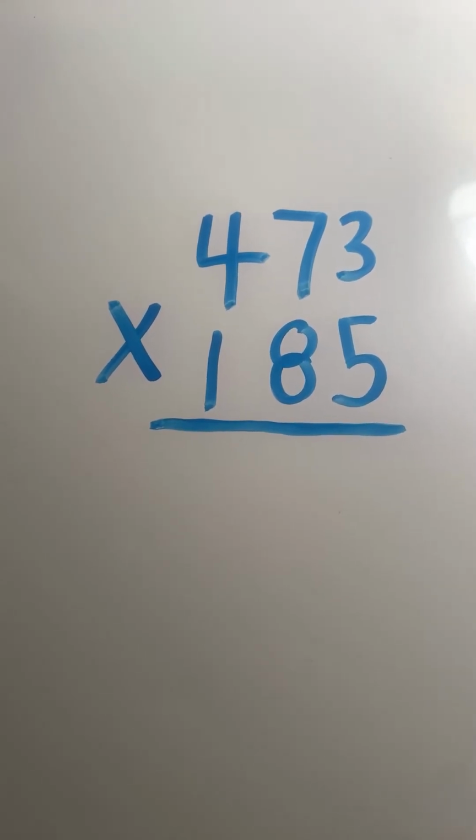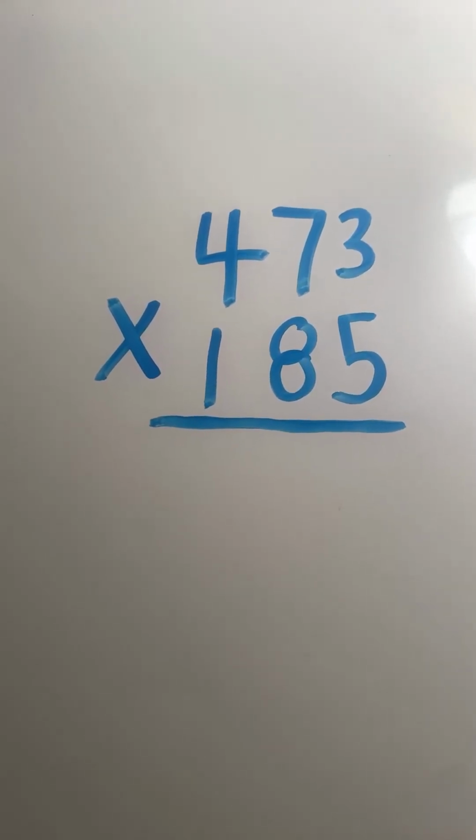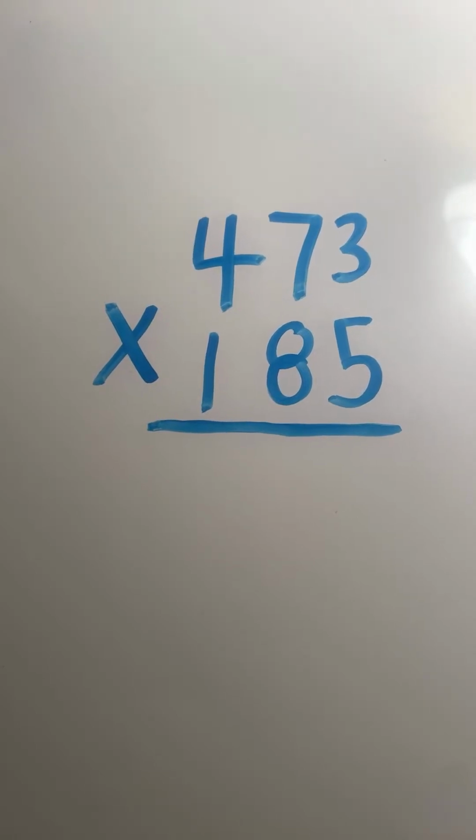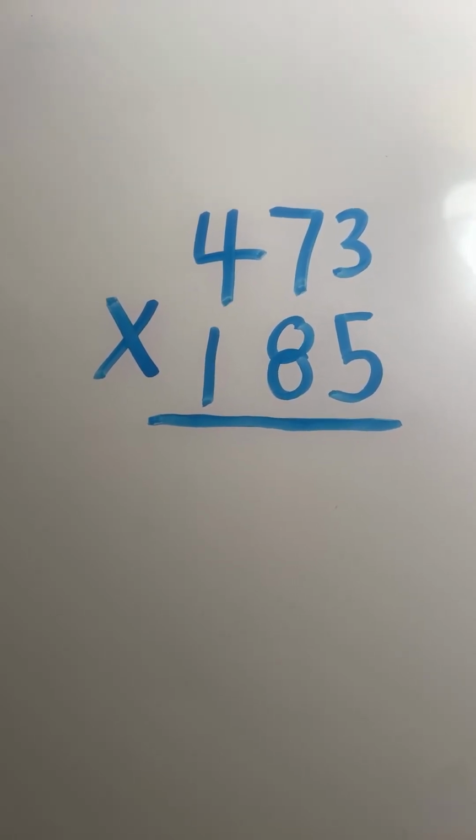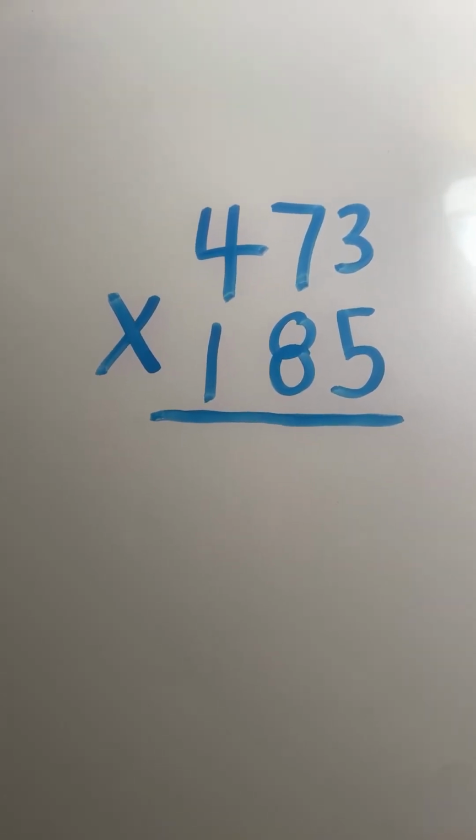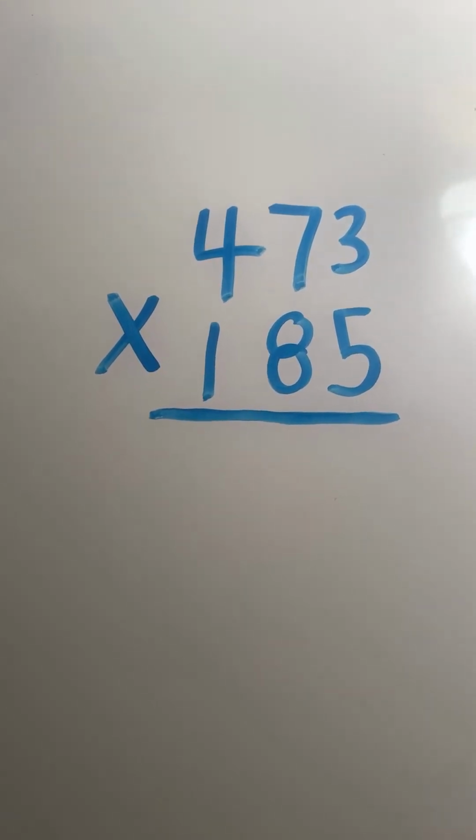So this live stream is going to focus on 3-digit by 3-digit multiplication. 473 times 185 is our first example problem. I'm going to go through step by step how to solve that problem.